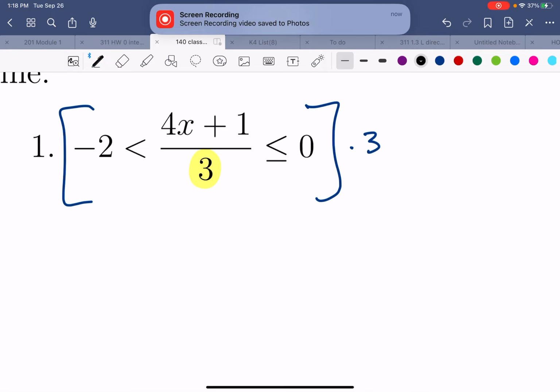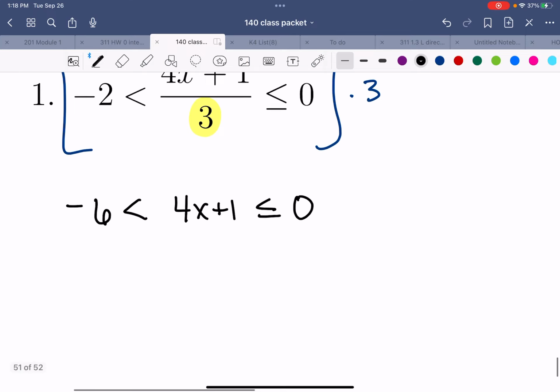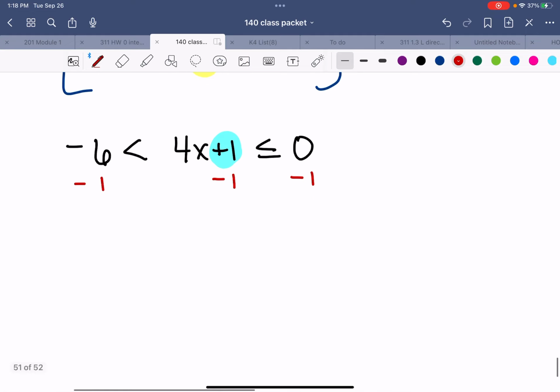When I do that, I'm going to get 3 times negative 2 gives me negative 6 on the left. My inequalities stay the same because 3 is a positive number. In the middle, those 3's cancel, and I just get the 4x plus 1. And on the right, 0 times 3 is still 0. Now, the next thing I want to do is get rid of the plus 1. So then I'm going to subtract 1 on all 3 sides of my inequality. Negative 6 minus 1 is negative 7, less than 4x, less than or equal to negative 1.